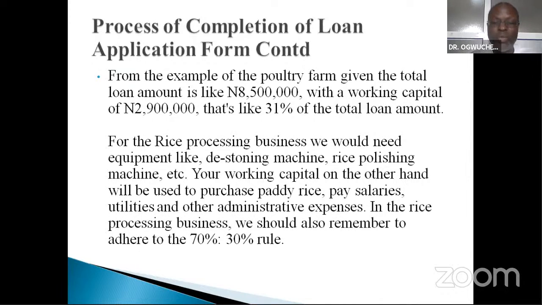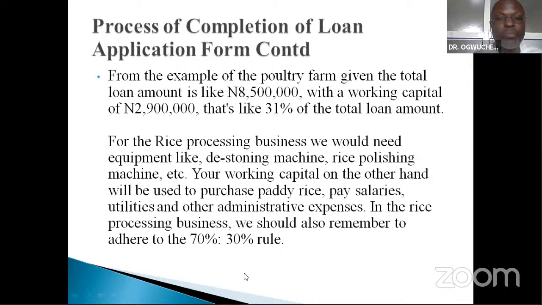Here, the equipment that you require will include the destoning machine, rice polishing machine, etc. Your working capital, on the other hand, will be used to purchase paddy rice, which we process rice from, pay salaries, utilities, and other administrative expenses. In rice processing also, we should adhere to the 70-30% ratio. 70% will go for the machine, and 30% will go for the working capital.